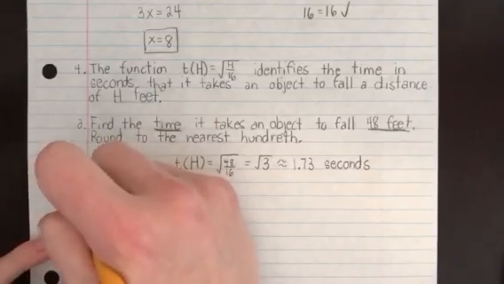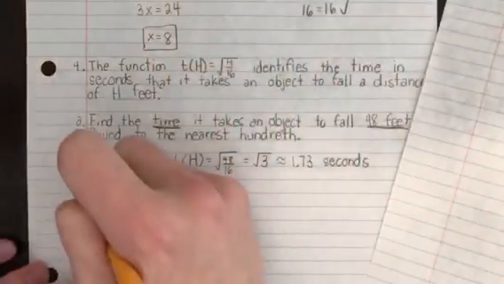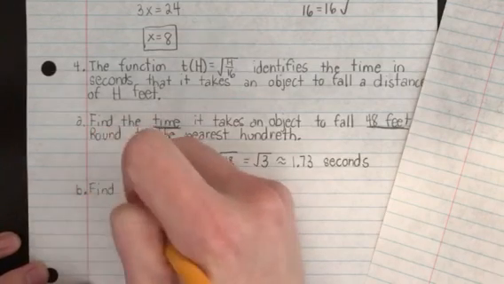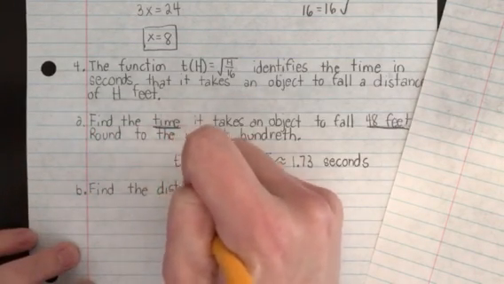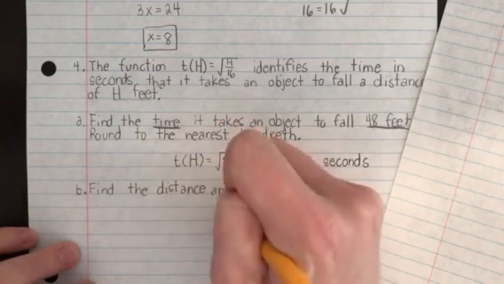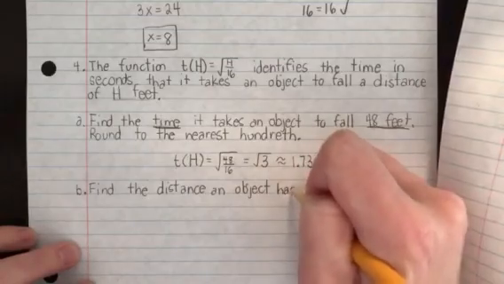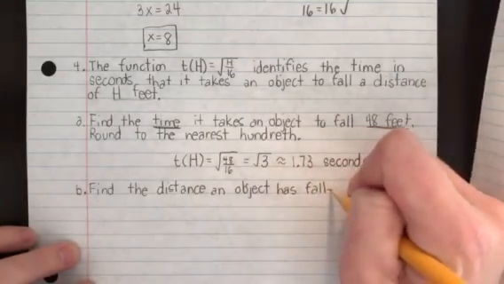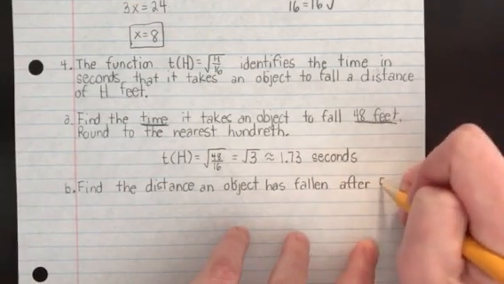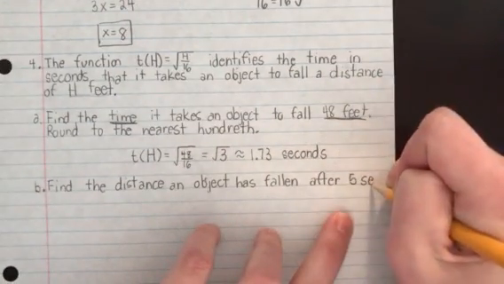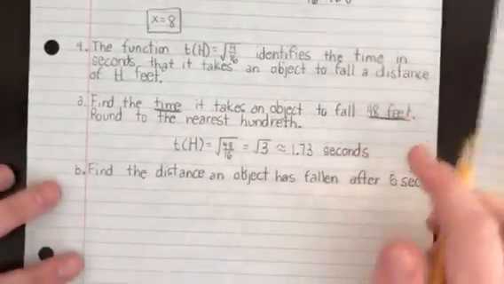Okay, so part B. Part B, I want you to find the distance an object has fallen after 5 seconds. So find the distance.